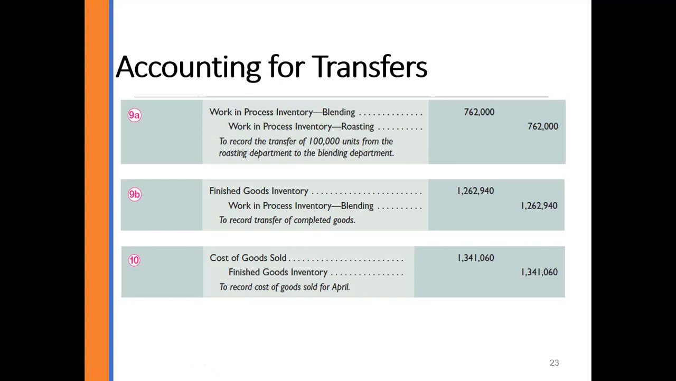All right, so the journal entries aren't that different. Really the main difference is that we have multiple work in process inventories. And depending on the last step before finished goods, in this case, blending is the last step. So once the units go through the entire blending process, then they can be transferred to finished goods inventory.